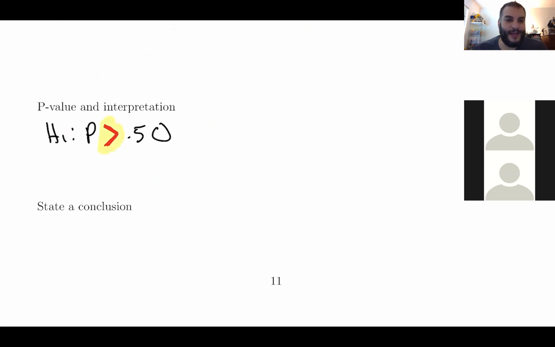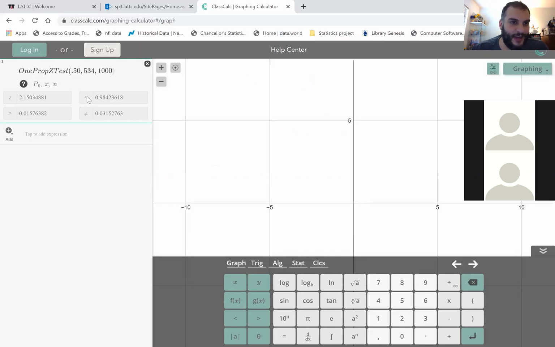Because once I go back to Class Calc, you're going to notice there's 3 different probabilities, but only one of those probabilities is correct. If you look at Class Calc, it has the less than symbol, the greater than symbol, and the not equal to symbol. So in our case, since our alternate hypothesis is greater than, we want to use this symbol right here that says 0.0157.